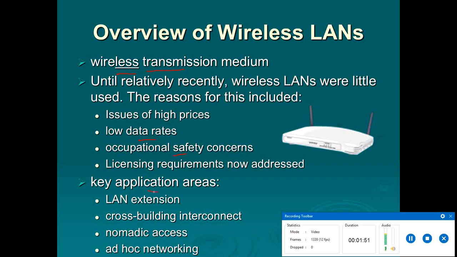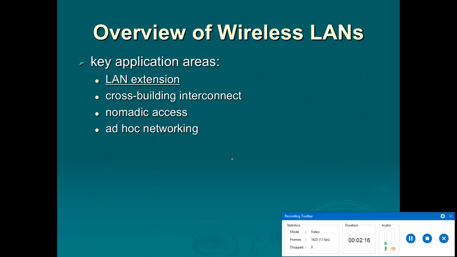Now the application areas where wireless LANs are used: they are used in LAN extension, in cross-building interconnect, in nomadic access, and in ad hoc networking. We are going to talk about all these four application areas of wireless LANs in detail: LAN extension, cross-building interconnect, nomadic access, and ad hoc networking. Alright, the first application area that we are going to talk about is LAN extension.